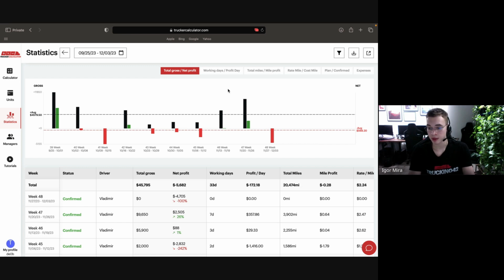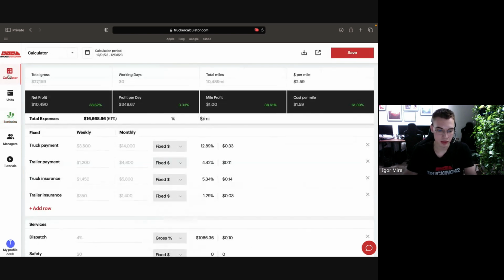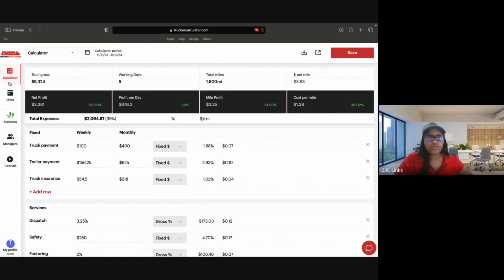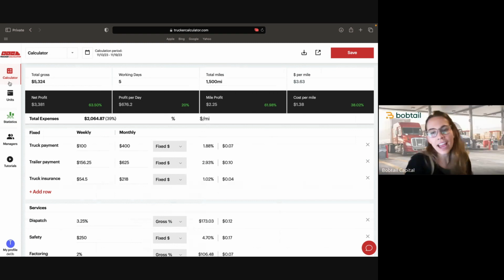Again, it works pretty simply. The easiest way to calculate your costs is here in the calculator, and you can use it without registration. But to use the rest, you need to create a profile. Is that right? Well, I was able to use the calculator, but it says calculator, units and statistics. I couldn't click statistics without creating a profile. Yeah, you'll have to create a profile.